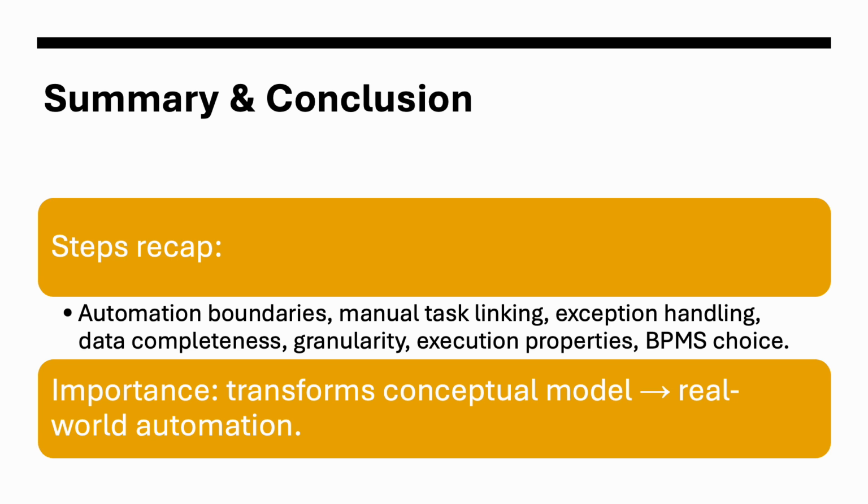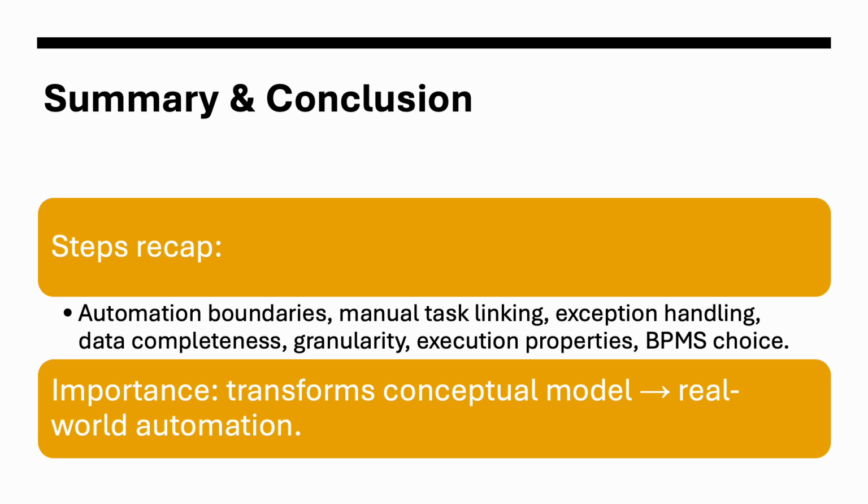We talked about making sure our process model is complete by adding exception handling and defining all the data each task needs to work properly. Without this, the process might fail or stall. Next, we discussed granularity, making sure our tasks aren't too big or too small. We want each task to make sense for both the people involved and the BPMS, coordinating everything.